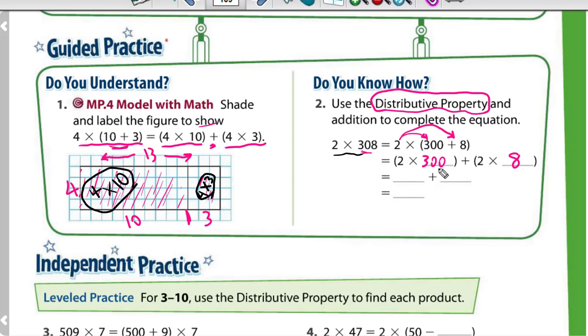Now help me. 2 times 300. 600. Great. And 2 times 8, 16. Great. It will be 616. Yes, now this is my hero. Great work, Laith. Thank you.